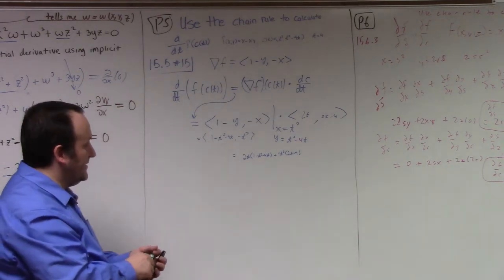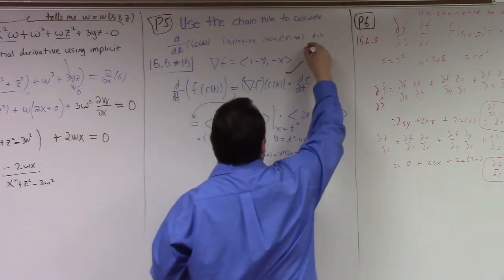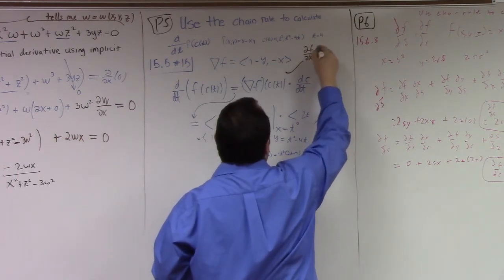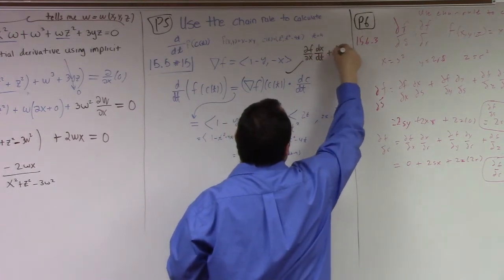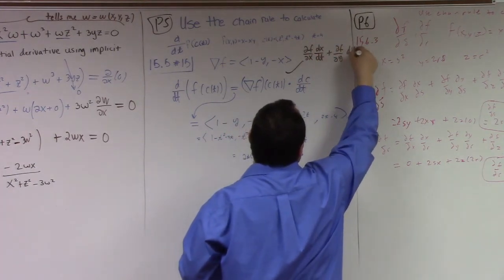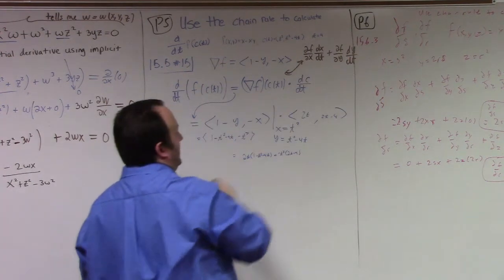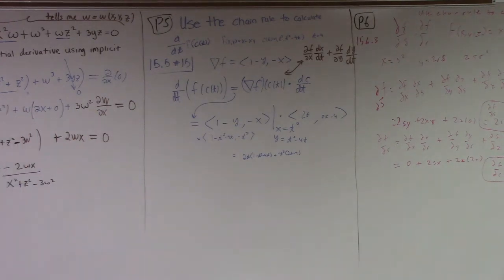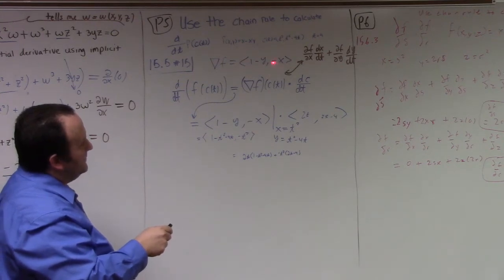If you want me to write it out in less elegant notation, maybe this would be the way you guys would think about it sometimes. It's partial f partial x times dx dt plus partial f partial y times dy dt. That's what this is, where I'm thinking of c as being x of t comma y of t. But in any event, the gradient of f is 1 minus y, comma minus x.